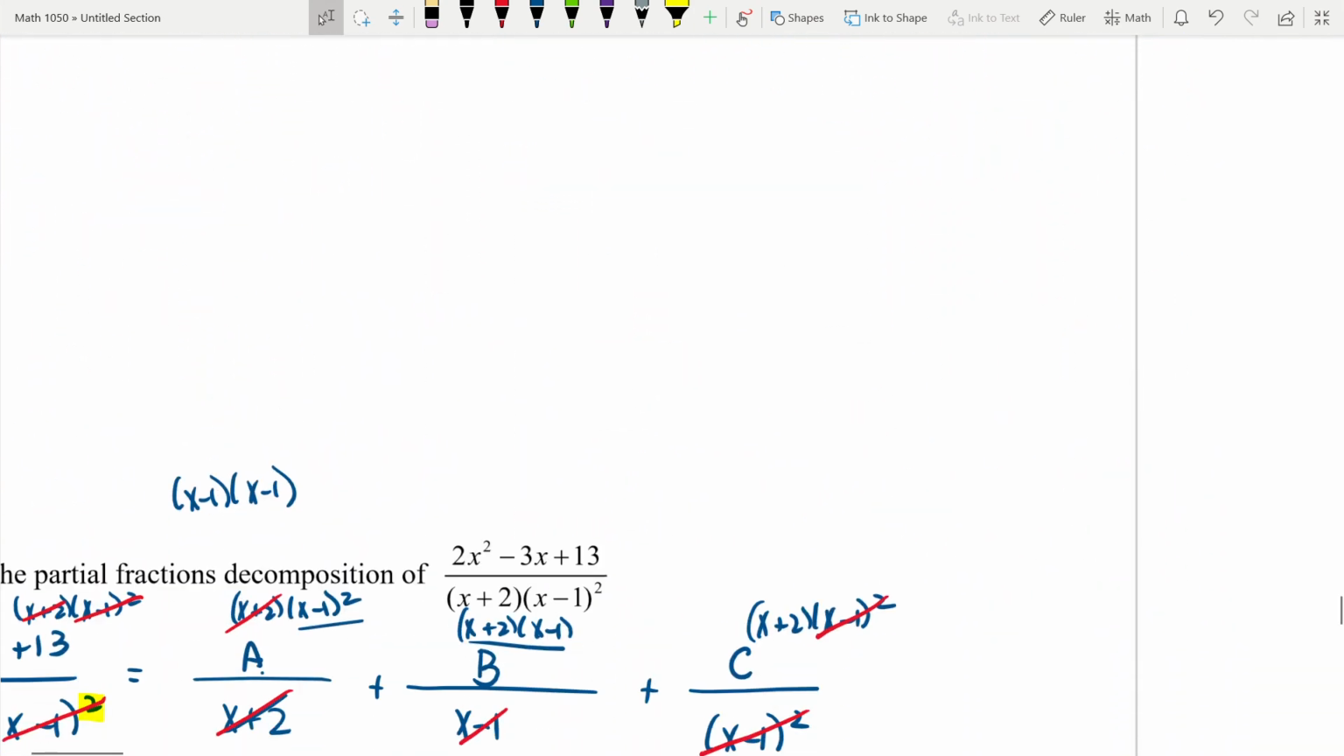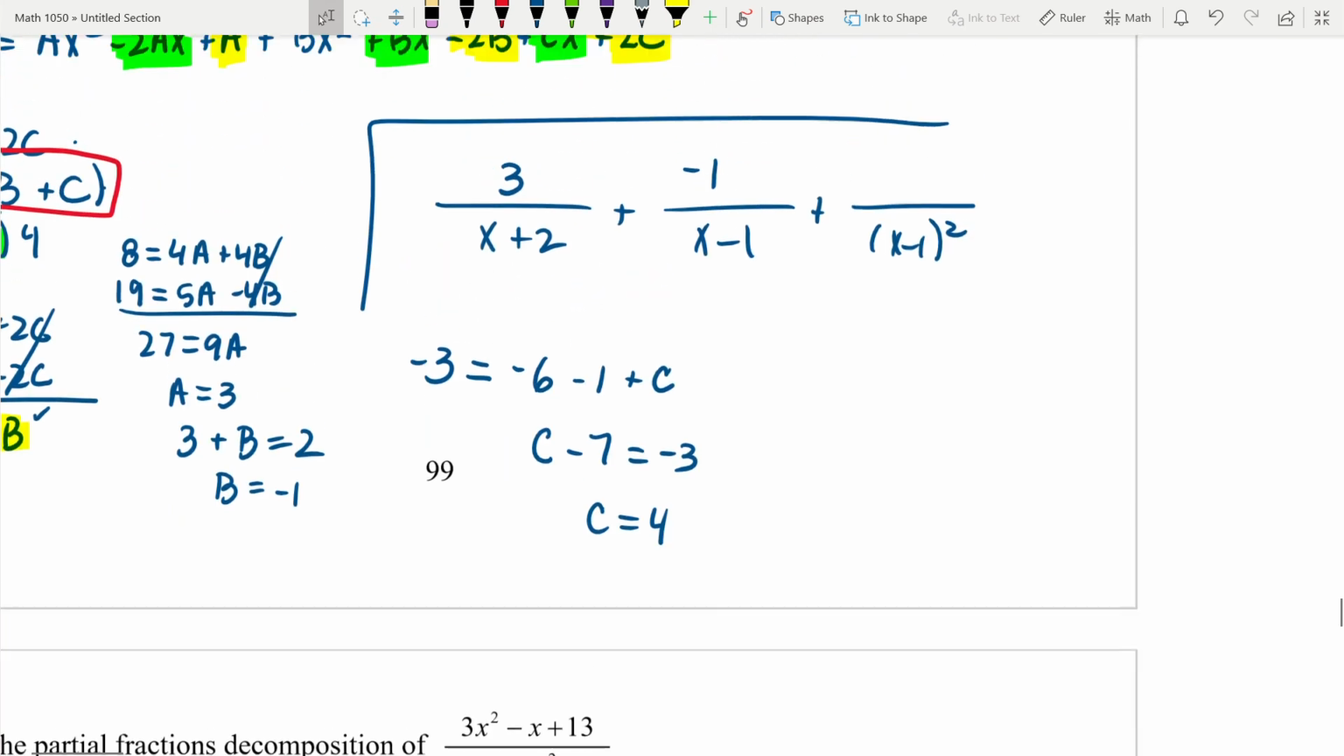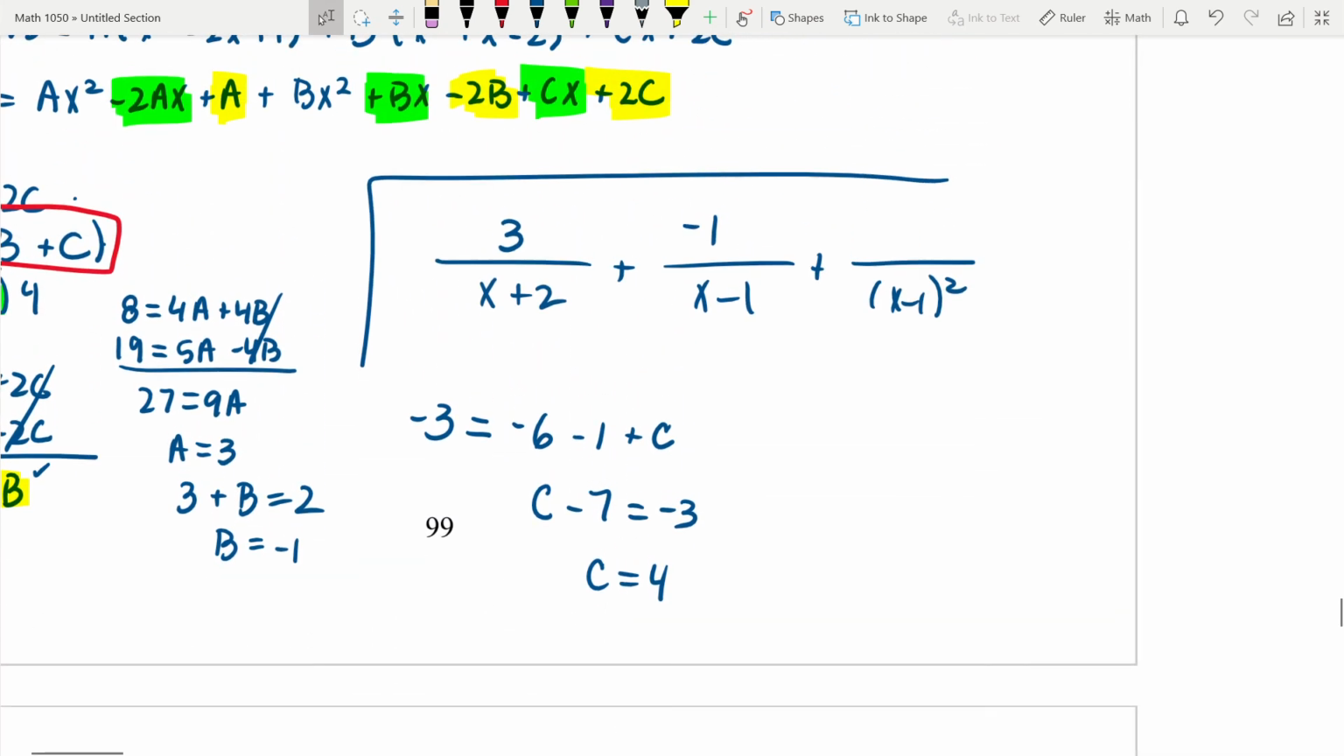Sorry, just kind of freaked out just a little. There we go. C equals 4, put it right there, and I'm done.